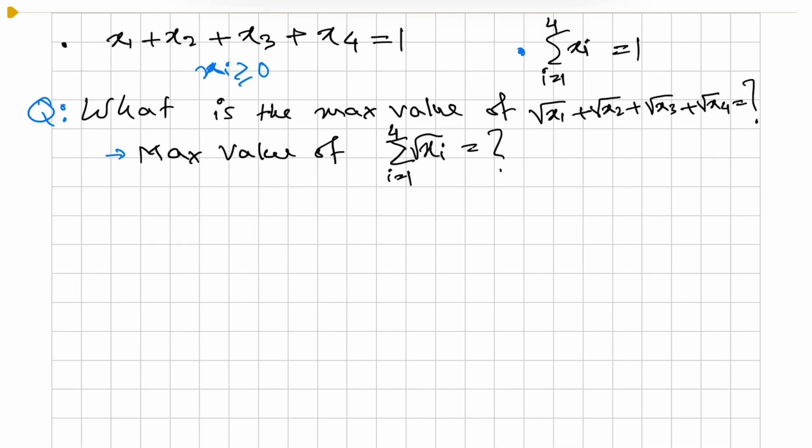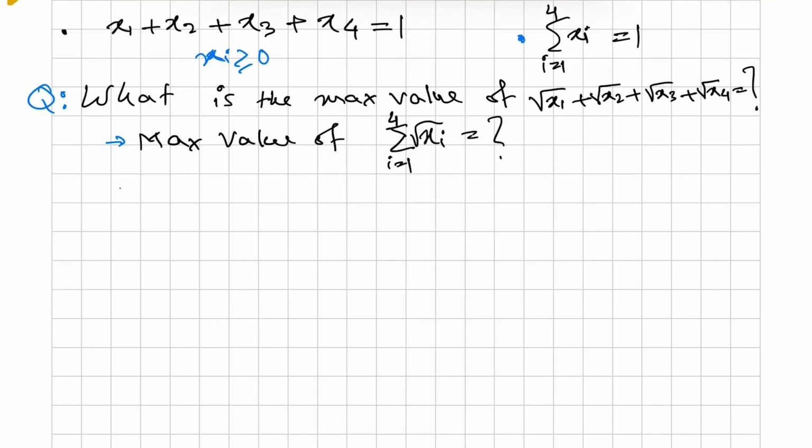But before we go into solving this problem, let us first explore this with two numbers only. For example, suppose x1 plus x2 equals 1 is given, and xi's are bigger than or equal to 0, that is already there. What is the maximum value of root x1 plus root x2?